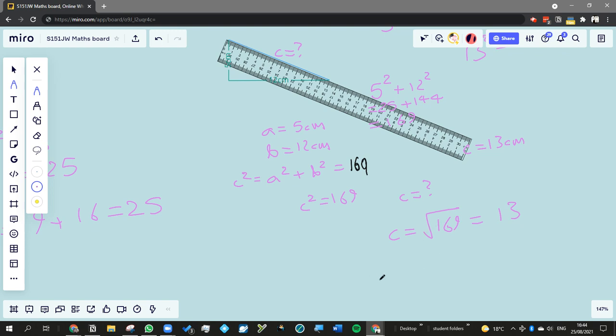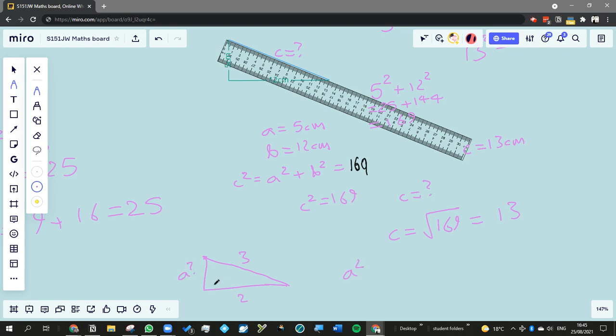But if it was an awkward number, so I'll just draw a very basic one here. Let's say that was, I'm going to change it this time. Let's say that is 3 and that is 2. Well, what's this going to be? This is either A or B. Let's just call it A.